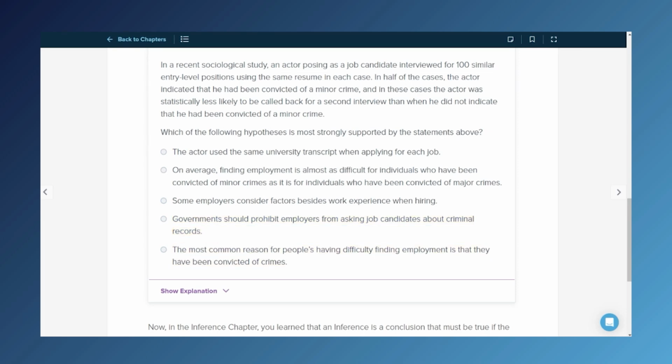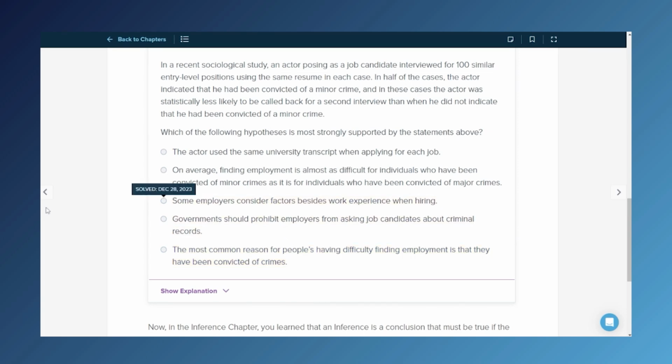And E, therefore, the most common reason for people's having difficulty finding employment is that they have been convicted of crimes. This is out of scope. The experiment only covers one tiny aspect of application difficulty, indicating that you've committed a minor crime. There are many other things that can make a job search difficult. Best answer is going to be C.